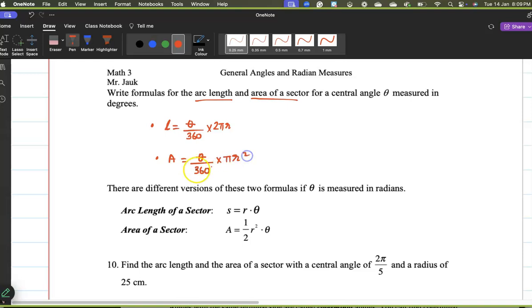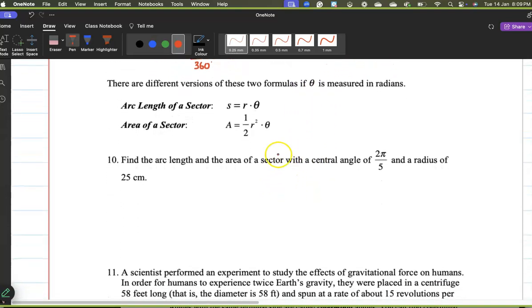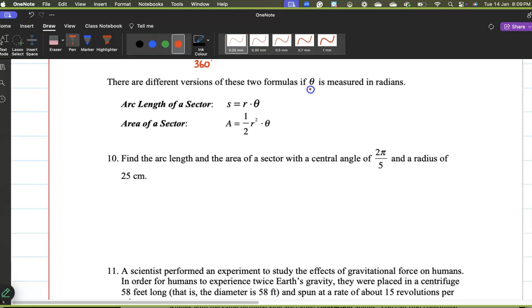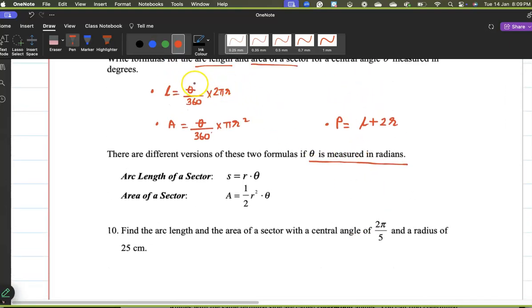Perfect. What is the formula for the perimeter? The length of the arc plus 2r. Whatever the length of the arc you get, you add 2r to that. That's your perimeter. Now, these were the formulas when your theta is in degrees. I'm putting a small degree on top. But if it's radians, what's the formula?